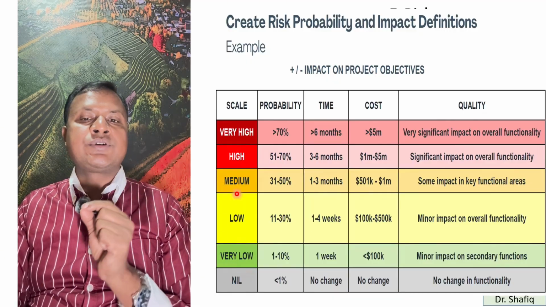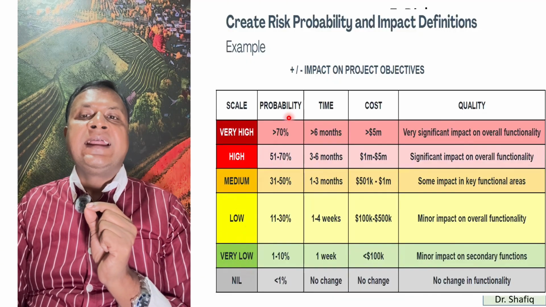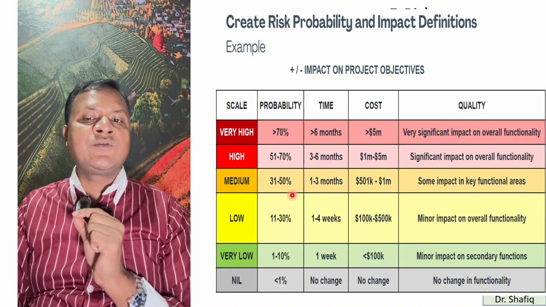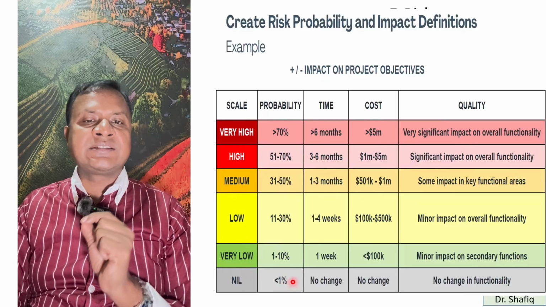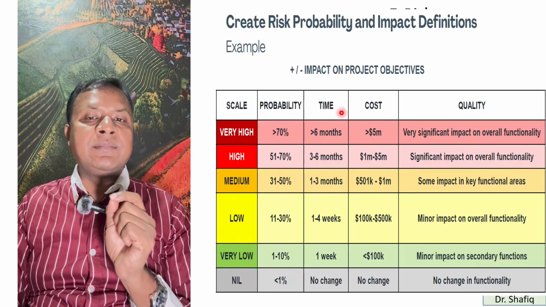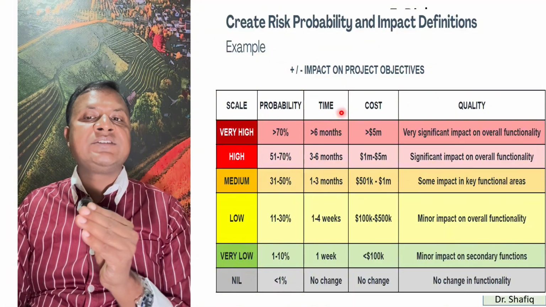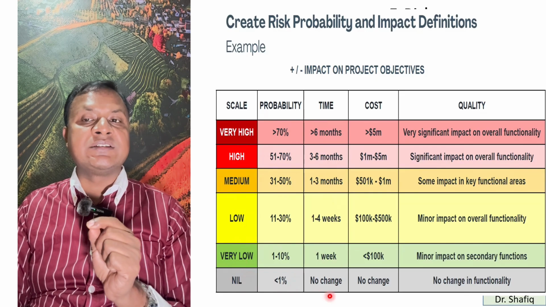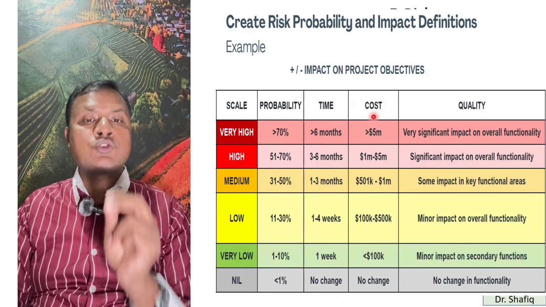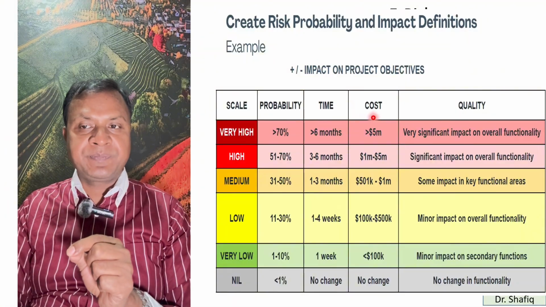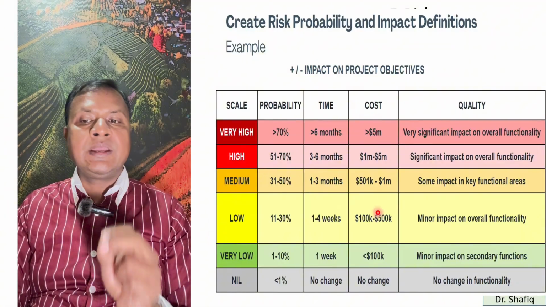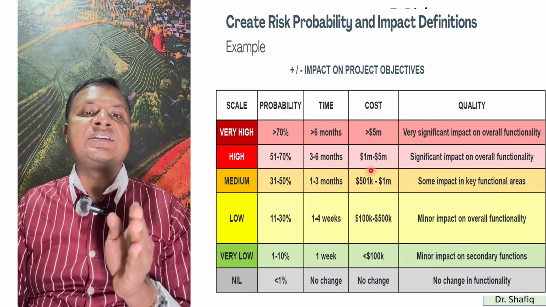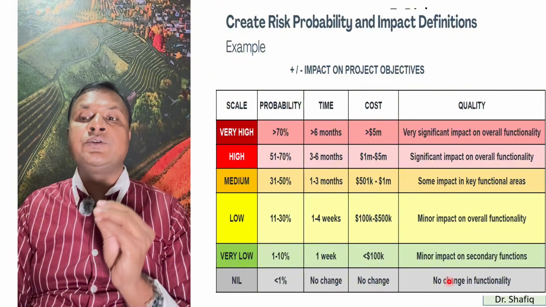So name the risk and put it on this scale, and then see the probability. Is it 70%, 80%, or 50 to 70%, or 30 to 50%, or less than 1%? And you can see the time. If this risk happens, what kind of delays will happen? 6 months, 3 to 6 months, 1 to 3 months, or 1 week, no change. And then see the cost, how much cost will be incurred if this risk comes. So it's 5 million, 50K, or 100K, or no change. So in this way, you can see whether it is a significant risk or a non-significant risk.